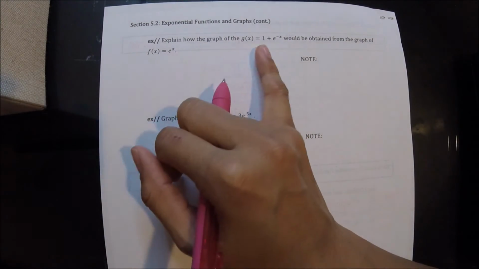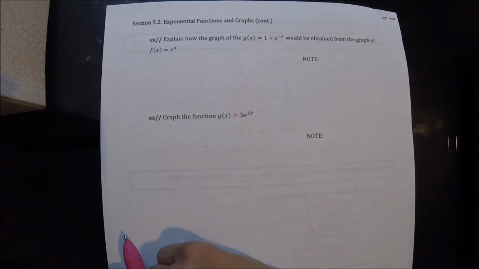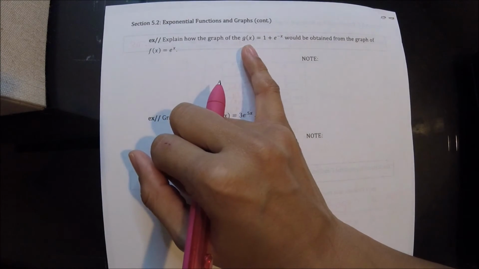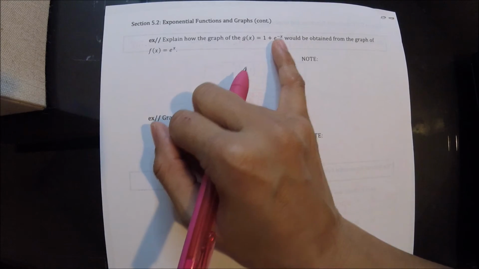So talk about graphing the exponential function e to the x. Again, we're basically just going to use our knowledge of transformations for these examples. So first, explain how the graph of g of x equals 1 plus e to the negative x would be obtained from the graph of regular e to the x.